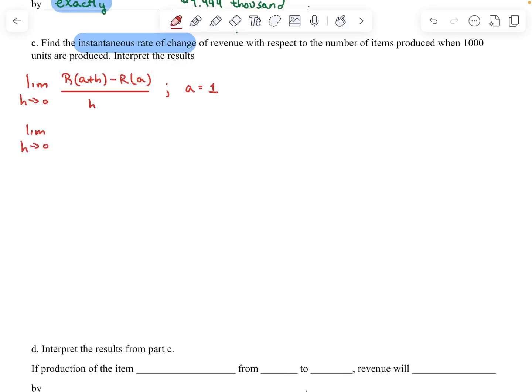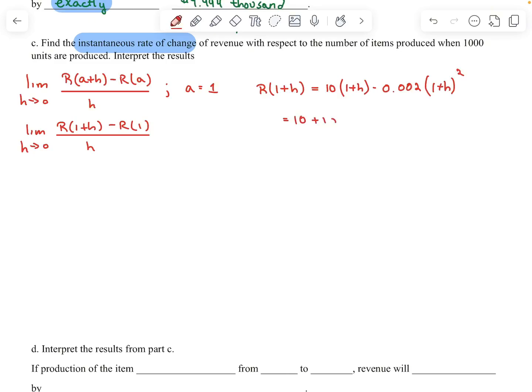So we'll have the limit as h approaches 0 of r of 1 plus h minus r of 1, all divided by h. And to the side, I'm going to evaluate r of 1 plus h. So r of 1 plus h means that wherever you see an x in the function, we're going to substitute 1 plus h. So this will be 10 times the quantity 1 plus h minus 0.002 times the quantity 1 plus h squared.